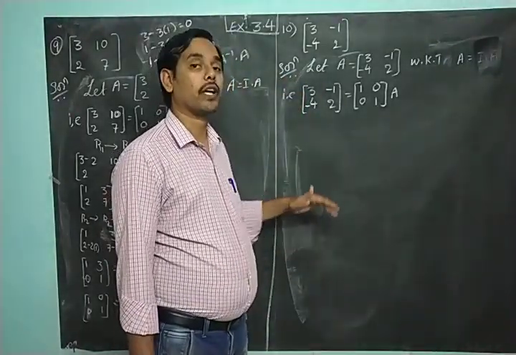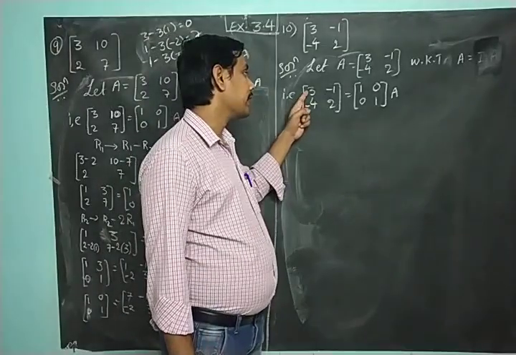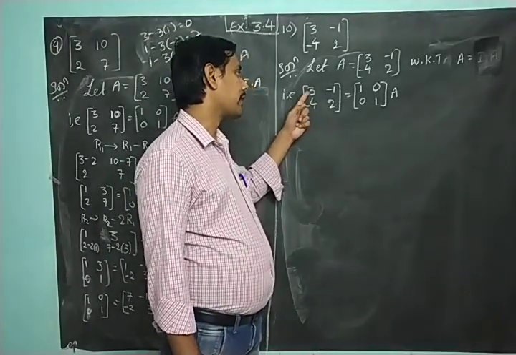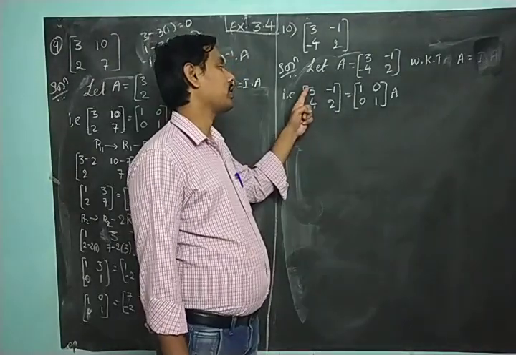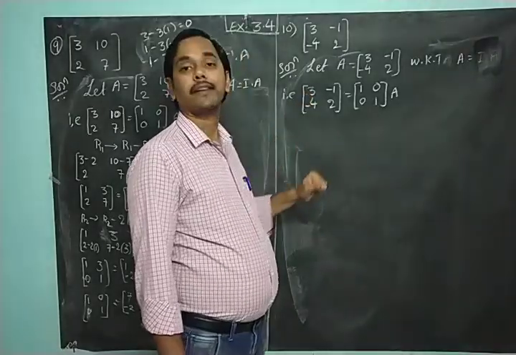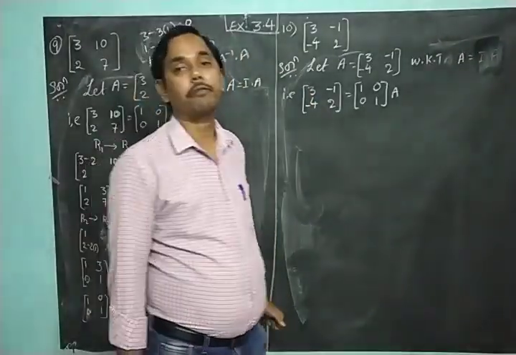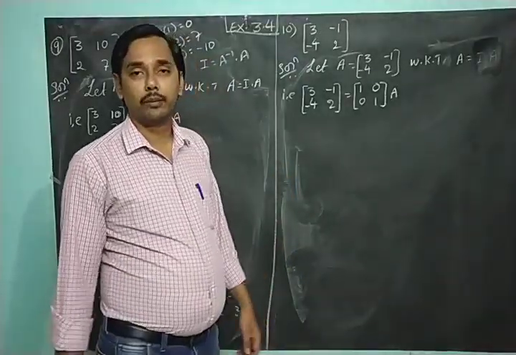It will take a long time and the process is lengthier. Right? What I need to do here? 3R1 minus 2R2. 3R1 will give me 9. 2R2 will give me 8. So 3R1 minus 2R2 will give me 1 here. But that will consume a lot of time. Right? So here in this case, let's try with column transformation.